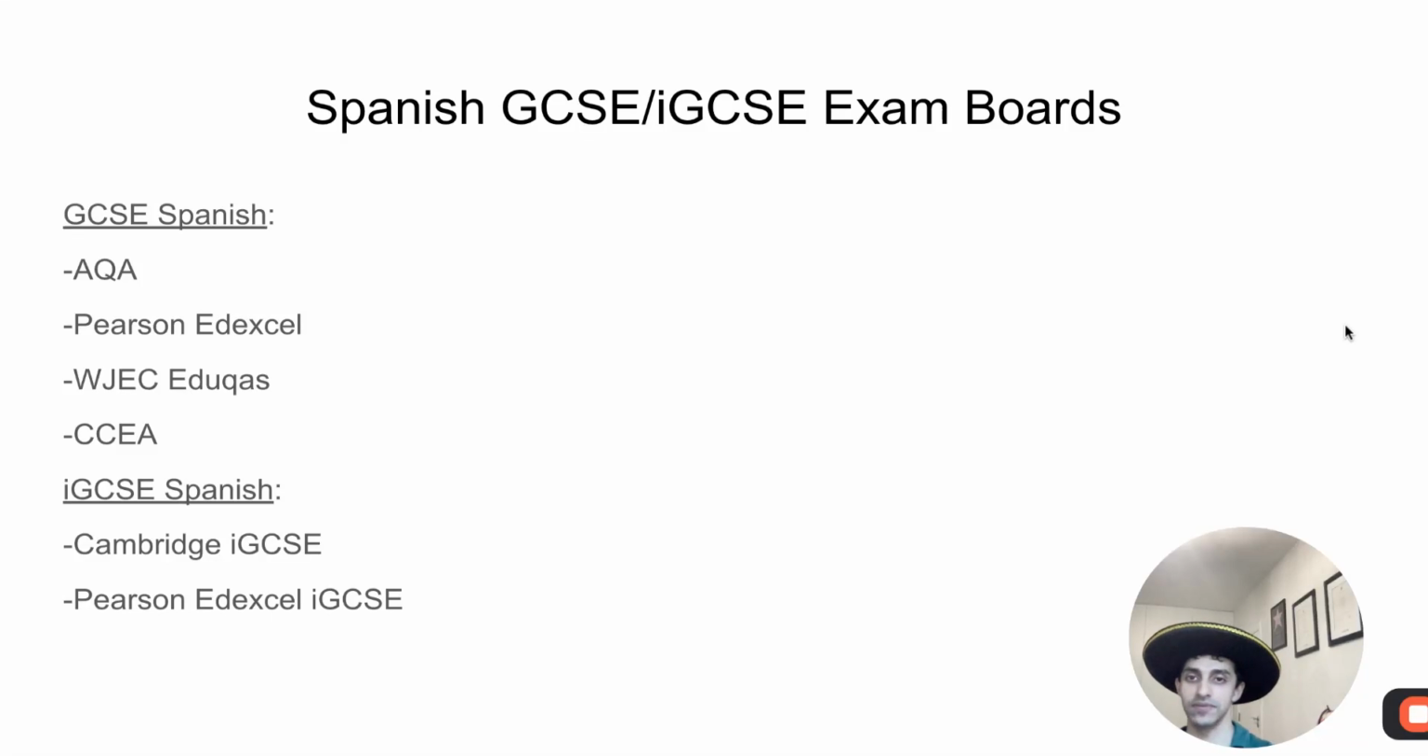So, firstly, these are the Spanish GCSE and iGCSE exam boards. This should be accurate as of August 2025. There are 4 exam boards for GCSE Spanish and 2 of them for iGCSE Spanish. And there can be, as we'll see, differences between different exam boards. So it's good to be aware of the one that you're studying as early as possible.